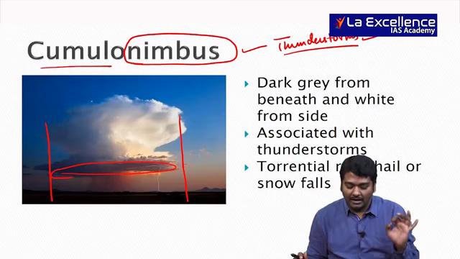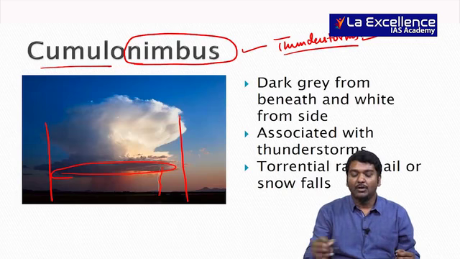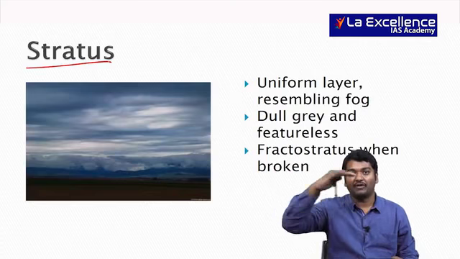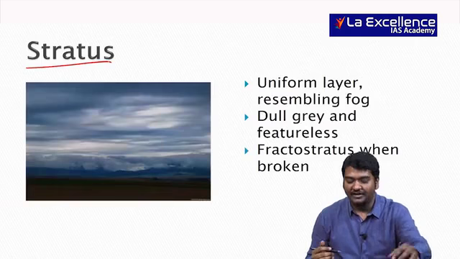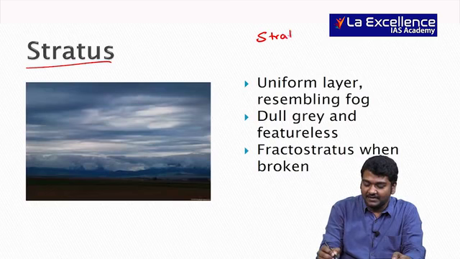Basic question: lightning, can you see? Lightning is usually associated with cumulonimbus clouds. Stratus, I have already told you, is not vertical. So what are the different types that you saw? First, you can say stratus.